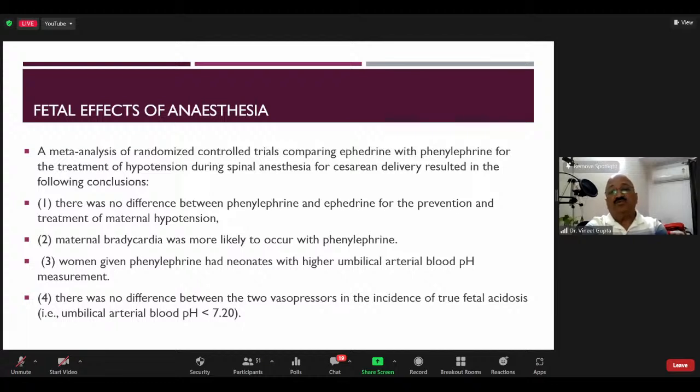Maternal bradycardia was more likely to occur with phenylephrine. Actually, they wanted to say that tachycardia is less with phenylephrine. Women given phenylephrine had neonates with higher umbilical arterial blood pH measurement, which seems to be a little bit favorable to the fetus. There was no difference between the two vasopressors in the incidence of fetal acidosis, umbilical artery pH less than 7.2. Neither of them can be blamed for pH less than 7.2.